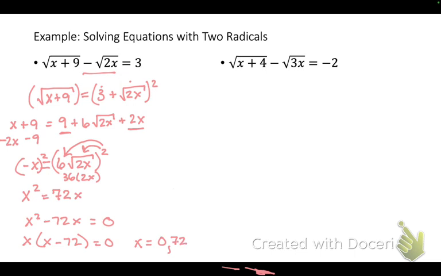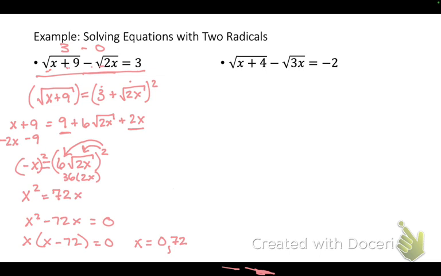Now, do they both work? Well, I think probably plugging them back into there is the easiest thing to do, right? Okay, well, 0. So 0 plus 9 is 9. Square root of 9 is 3. And then square root of 0. So 3 minus 0 would be what? 3. So 0 works. How about 72?